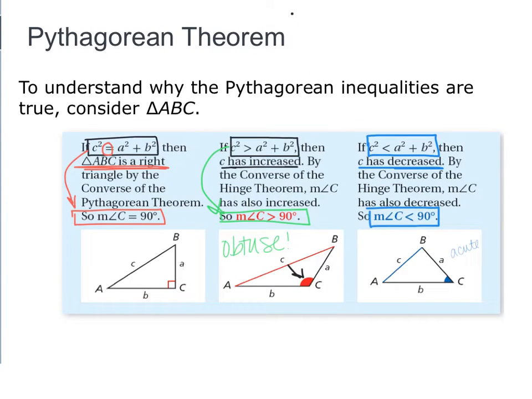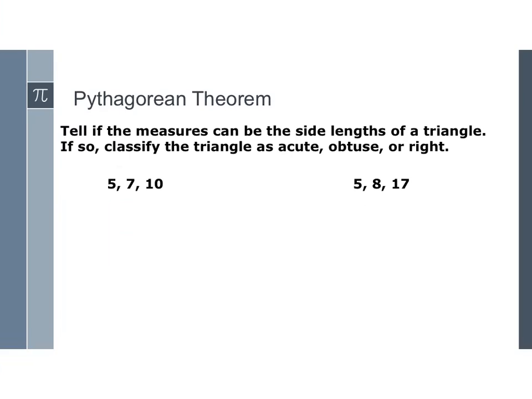We're used to c squared equals a squared plus b squared, but we haven't really played a lot with the other ones. We did in a previous unit, but we're going to revisit them a little bit today. Tell if the measures can be side lengths of a triangle. If so, classify the triangle as acute, obtuse, or right.